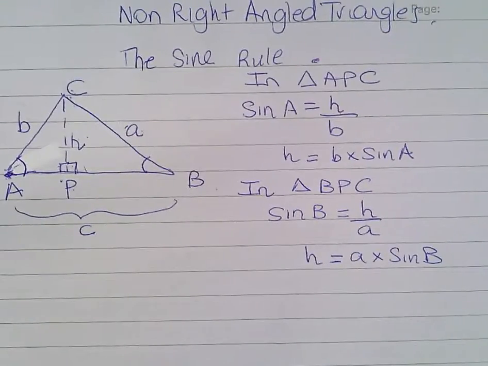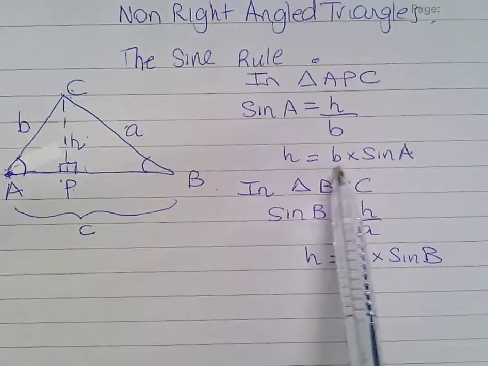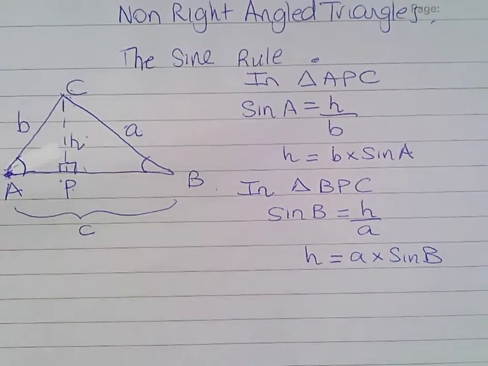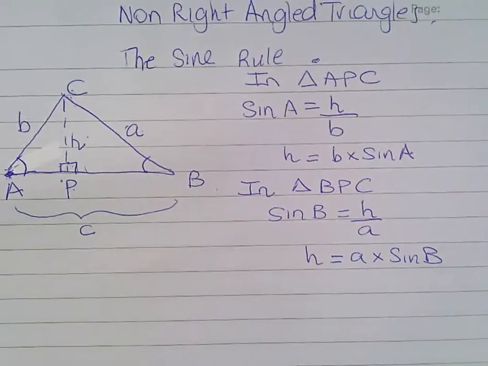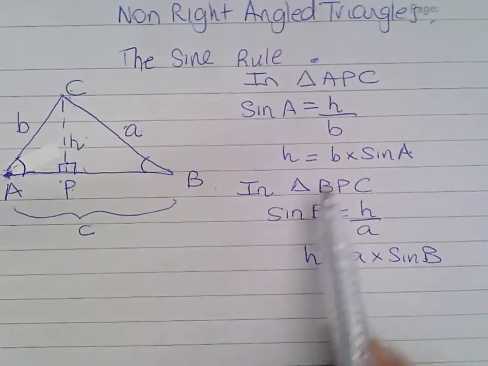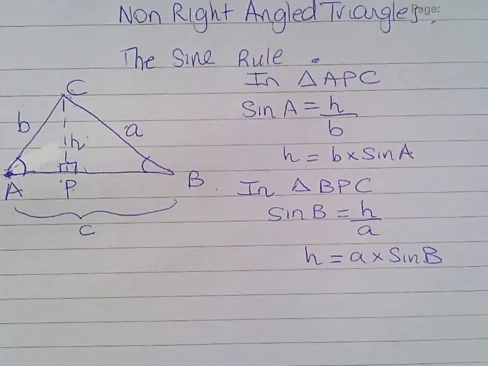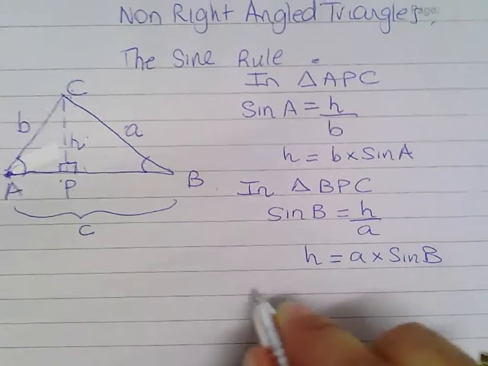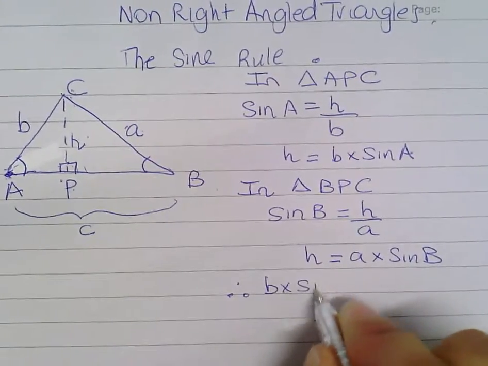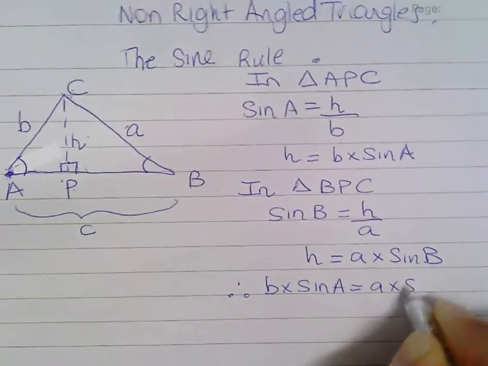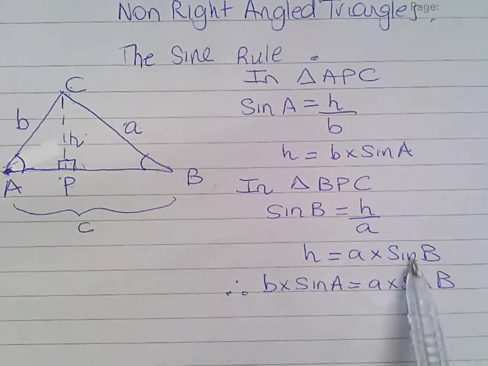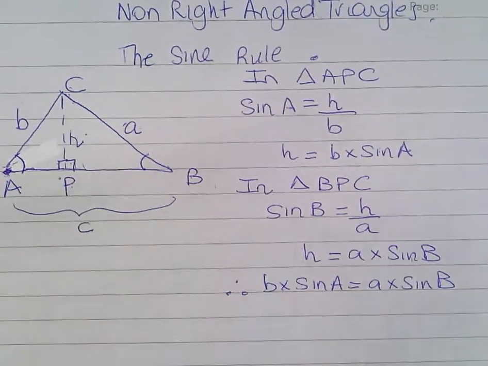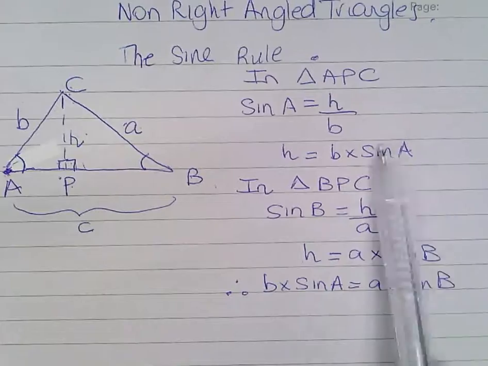So we've got 2 expressions for H here. H equals B times sine A, and H equals A times sine B. This is like we're solving simultaneous equations. If H is this and H is that, what can I say is equal to what? If these 2 things both equal H, aren't they therefore equal to each other? So I can go, therefore, B times sine A equals A times sine B. All good? H equals that, and H equals that. H is this length. If they're both equal to H, then they're both equal to each other.